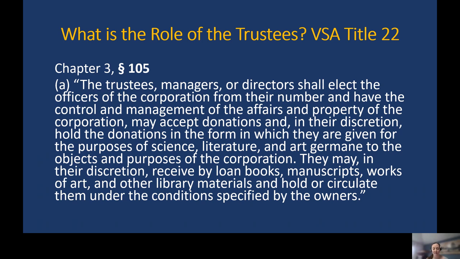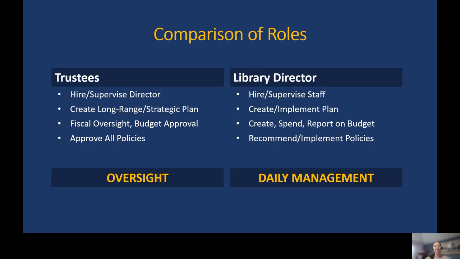Libraries wishing to meet the minimum Vermont standards must employ a librarian who is responsible for the overall operations of the library. This librarian role is often referred to as a director, and that is the term I will be using in this video. While the trustees have full power to manage the library, the director provides the administration of the library. As a result, the daily operations of the library are managed by the director.